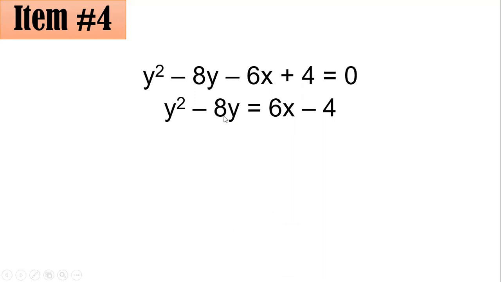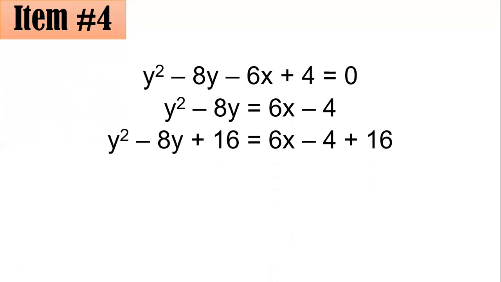You divide the coefficient of y by 2, then square it. Negative 8 divided by 2 is negative 4, squared will be 16. Hence, I will be adding 16 on the left-hand side. But remember, if we want to preserve equality, what expression is added on the left should also be added on the right. That's why plus 16 on the left, plus 16 also on the right-hand side.